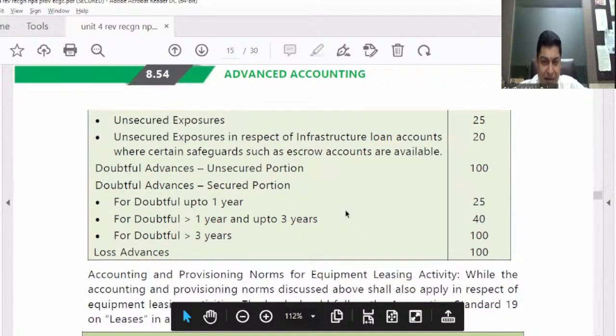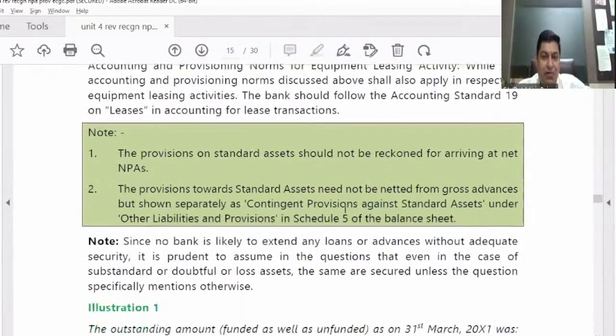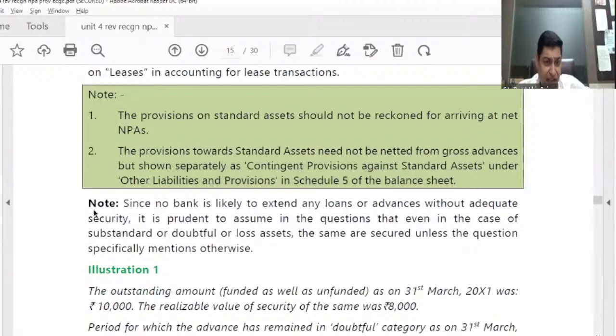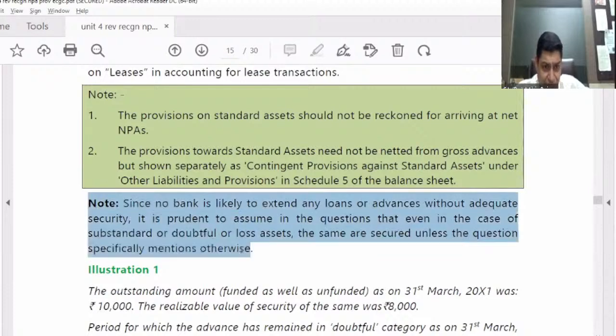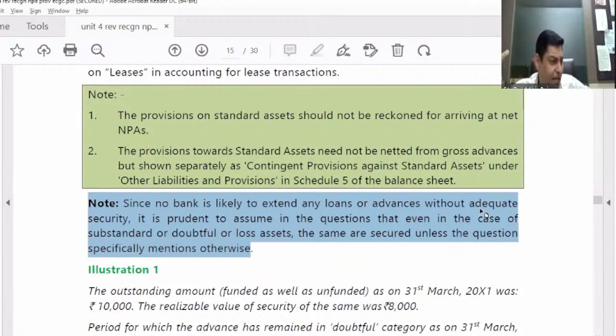And guys, as per this percentage, we need to provide provision. It's simply a note of what I told you guys. Since no bank is likely to extend any loans or advances without adequate security. Naturally, a bank cannot give an advance without security. Unsecured loans are not allowed, right?